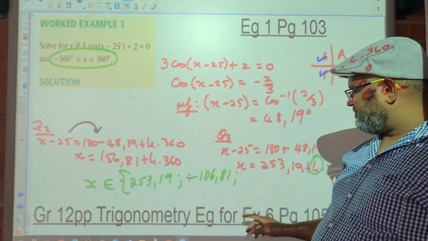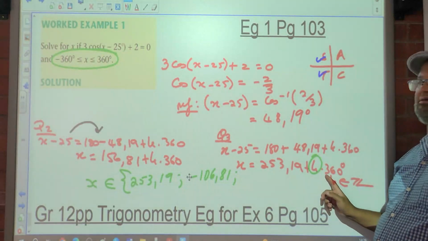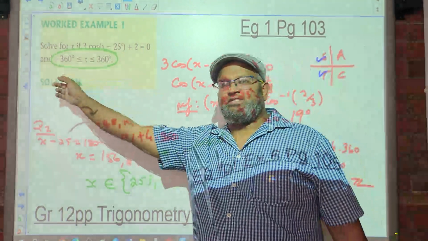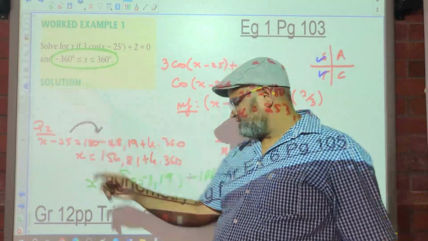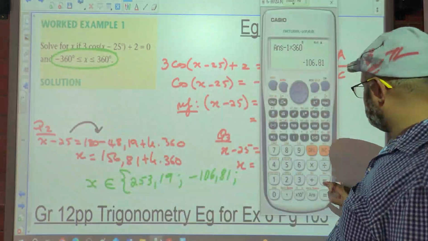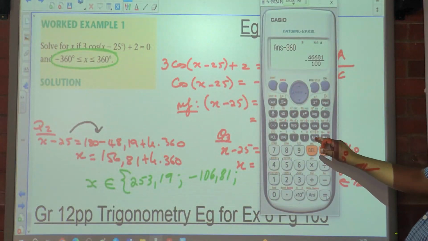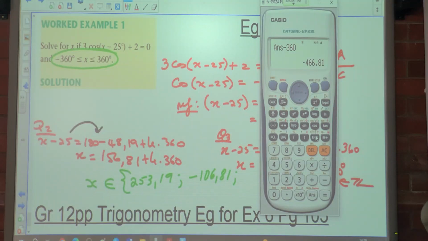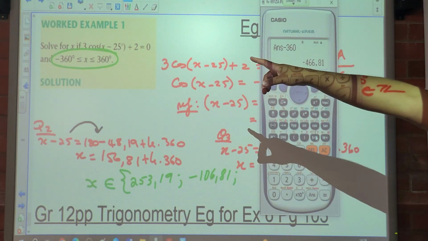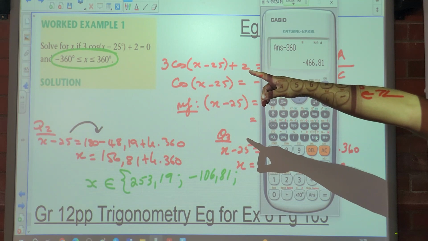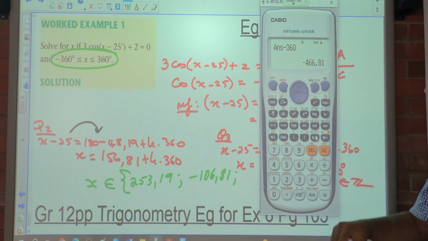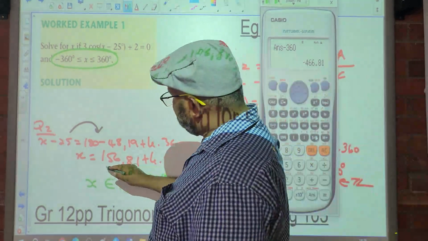What do you think if I put a minus 2 here? It will be lower than negative 360. Can you see that, people? If I take the answer minus 360, it gives me an answer of negative 466,81. As I said, it's outside that range. You guys understand? Let's check this one here.